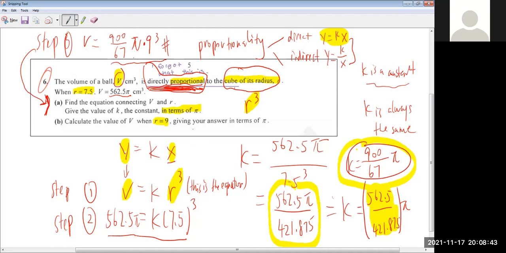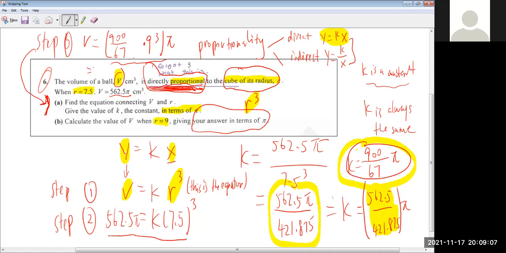Once again, they say give your answer in terms of pi. This means you just leave the pi alone, which means bring the pi to the back and just do the bracket. So you just have to do 900 over 67 times 9 to the power of 3. And then what do you get?